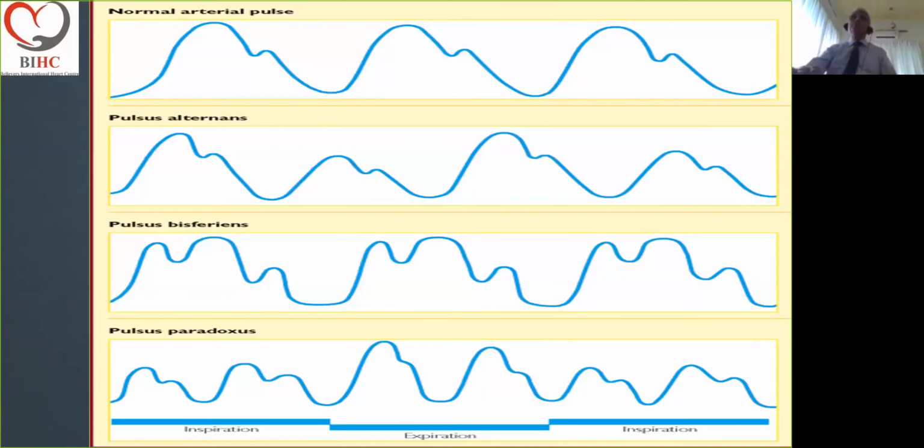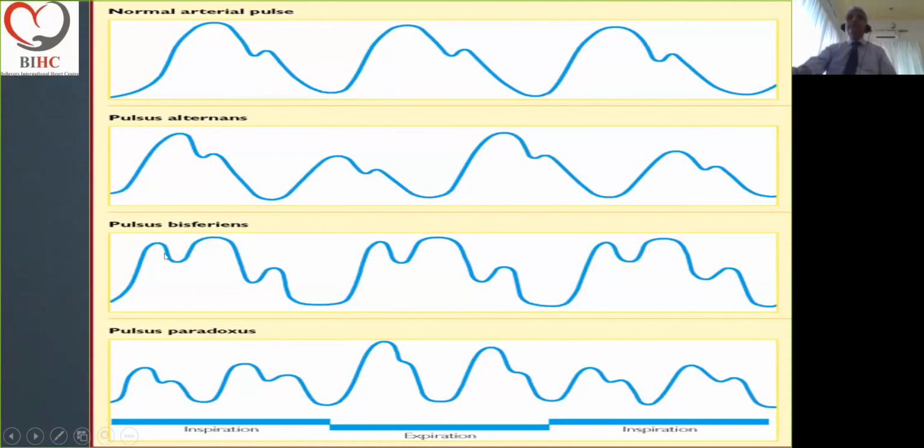If you see here, this is the normal pulse. Look at the percussion wave. It's the dicrotic wave. You're not seeing the tidal wave. And in pulsus alternans, the feature is the same. But please note that this is of a lower volume than this. So the systolic pressure read here will be less than the systolic pressure read here.